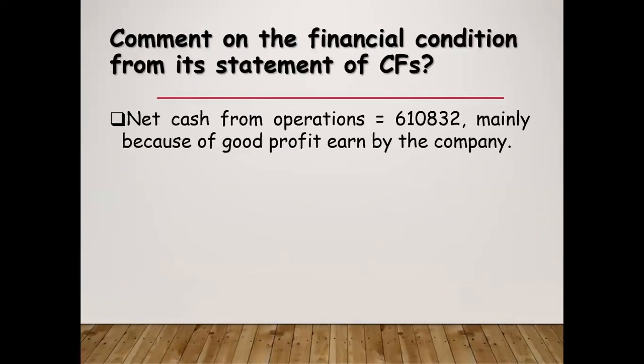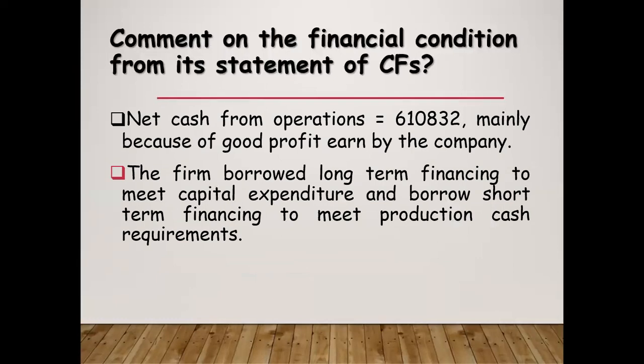Now, comment on the financial condition from the statement of cash flow. Net cash from the operating activity is 610,832 positive, mainly because of the good profit earned by the company. The firm borrowed long-term financing to meet the capital expenditure. We have seen the borrowing is against long-term expenditure, that is the addition to your fixed assets, and borrowed short-term financing to meet the production cash requirement.